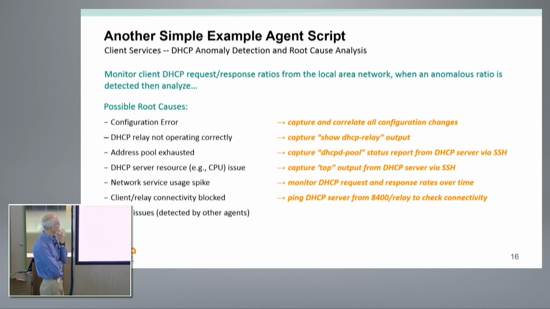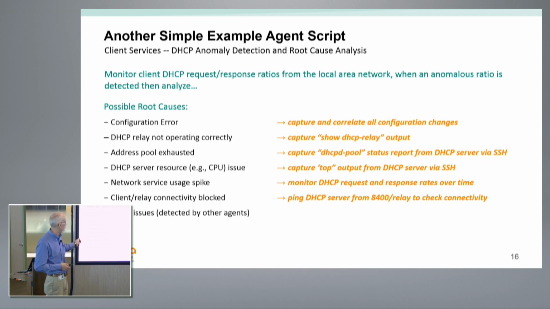And so I thought about, what are some of the root causes of the problem of clients not being able to get their IP addresses. One could be that there's a configuration error. Maybe the relay's not operating correctly. Maybe the address pool from the DHCP server is exhausted. Maybe the DHCP server is having problems. Maybe CPU or RAM issues there.